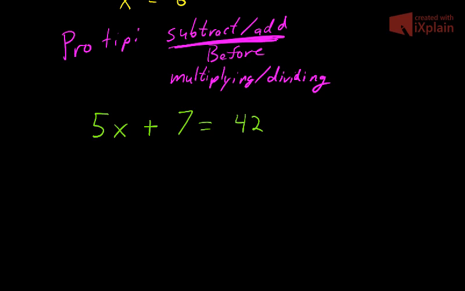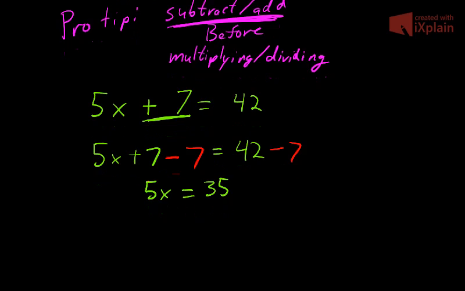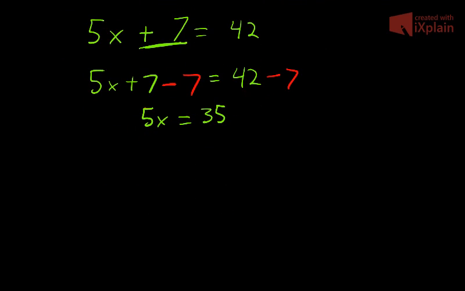All right, so looking at this problem, my first thought is that I need to take care of the subtraction and addition before I do the multiplication. So I have my 5x plus 7. And the opposite of addition is subtraction, so I'm going to subtract 7 from this side, and that has to be equal to 42. I have to do it to both sides, so minus 7 here. What I end up with is 5x equals 35.